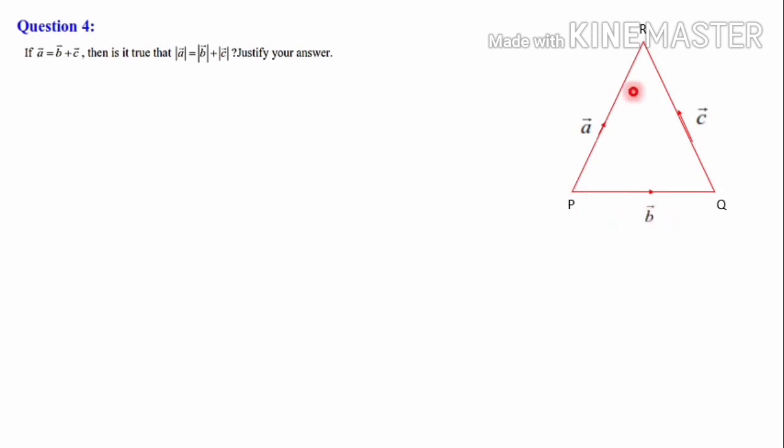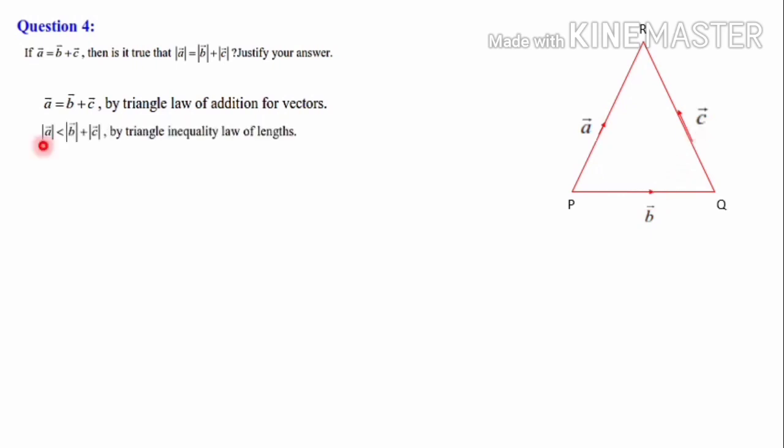Next we shall discuss question number 4. If vector A is equal to vector B plus vector C, then is it true that modulus of vector A is equal to modulus of vector B plus modulus of vector C? Justify your answer. Here consider a triangle PQR and the vectors are marked vector A, vector B and vector C. Here vector A and vector B are co-initial vectors because they are starting from the same initial point, that is P. Here by using triangle law of vector addition, from this triangle we can write vector A is equal to vector B plus vector C.